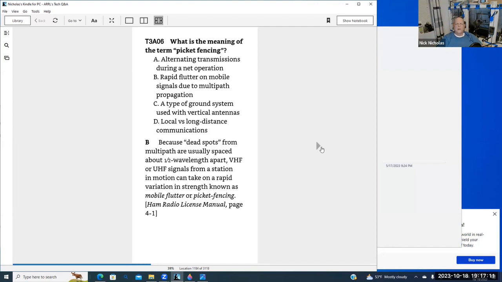What is the meaning of the term picket fencing? I described it already to you, didn't I? Well, the answer is B, rapid flutter on mobile signals due to multipath propagation.